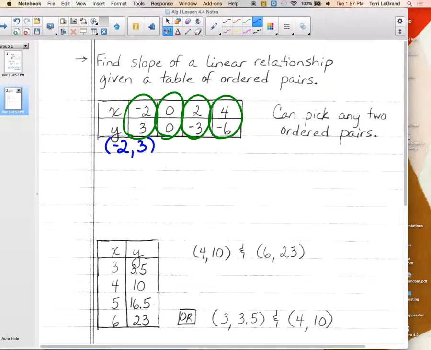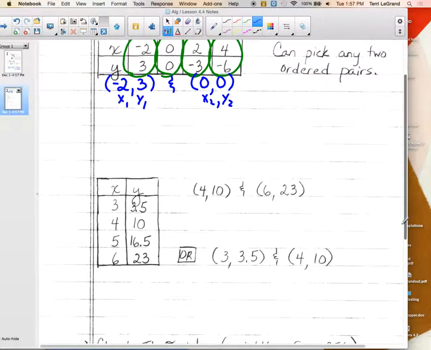Negative 2, 3. I'm going to let that be my x sub 1, y sub 1. And I think I'll work with 0, 0. 0 is always kind of friendly. X sub 2, y sub 2. So we have m equals 0, our y sub 2 value. Take away 3, our y sub 1 value. Over 0, our x sub 2 value. Take away negative 2, our x sub 1 value.